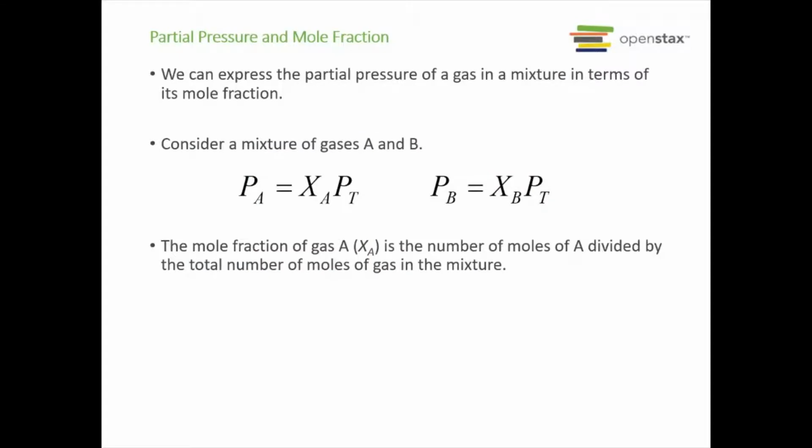We can express this in terms of mole fractions. So the pressure of A is equal to the mole fraction, XA, and that is the number of moles of A divided by the total number of moles in the system, times the total pressure. And then you can do the same for B and C.